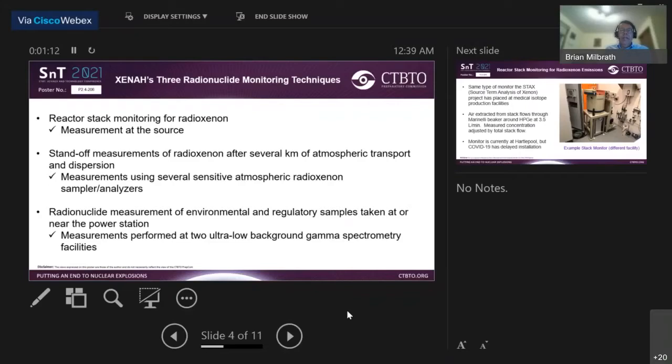And thirdly, we're going to make radionuclide measurements of environmental samples taken at or near the power station, and then measured using ultra-low background facilities, both in the US and the United Kingdom. The measurement campaign has only just begun. We only have some initial samples from the environmental effort, but we're going to be running for a whole year.